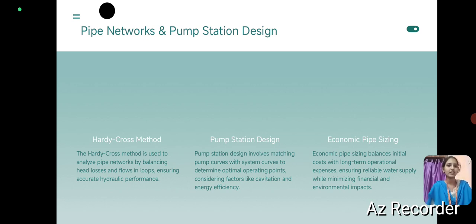Pump station design involves matching pump curves with system curves to determine optimal operating points, considering factors like cavitation and energy efficiency. Next, we are discussing economic pipe sizing. It balances initial cost with long-term operational expenses, ensuring a reliable water supply while minimizing financial and environmental impacts.